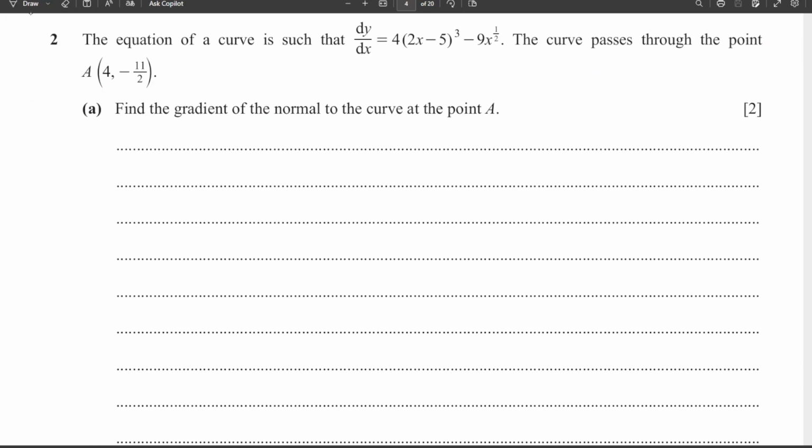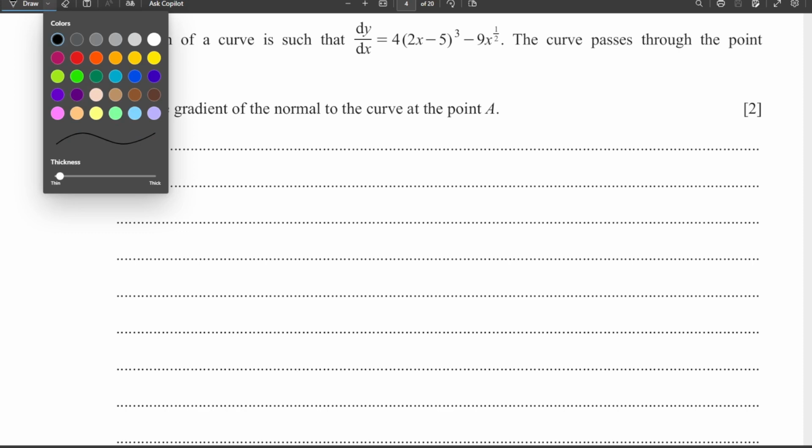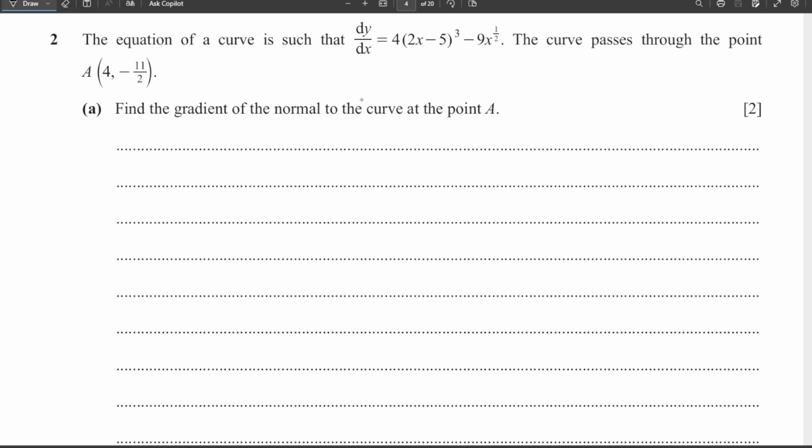So it's given that the equation of the curve is such that the derivative is this expression and that it passes through the point A, which is (4, -11/2). So first we want to find the gradient of the normal to the curve at point A. Obviously we already have the derivative, and if you remember the basic definition, a derivative means the gradient of the tangent at the point x.